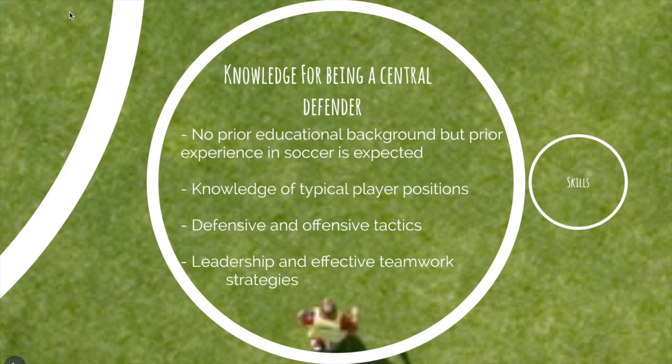The section highlighting the knowledge, skills, and abilities of an employee is one of the most fundamental aspects of any job description. It is here where the employer relays information to the employee on what the essential knowledge, skills, and abilities are needed by the employee to be successful. In this position of central defender, the players need to have knowledge of typical player positions and club functions, modern defensive and offensive club tactics in real time and from set pieces, rules and restrictions during the game, leadership and effective teamwork strategies.